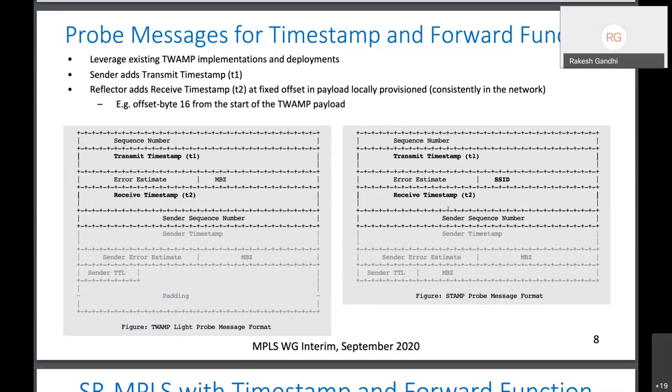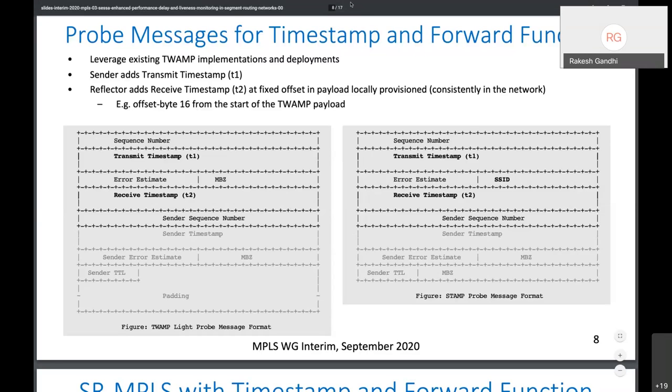In this case, there is a timestamp offset 16. This is where the reflector would add the receive timestamp. The querier would add the transmit timestamp, and this would allow monitoring the end-to-end delay for the SR path. Next slide, please.